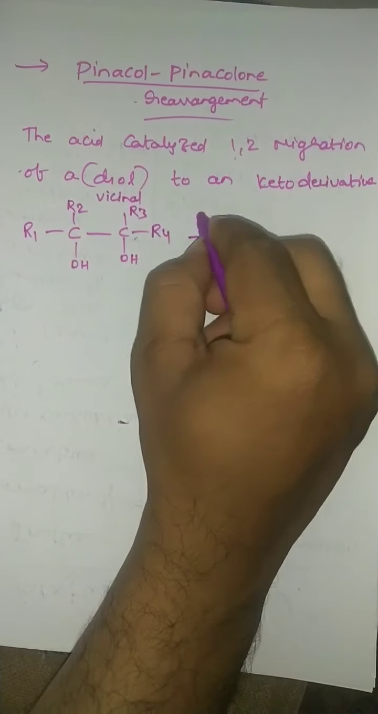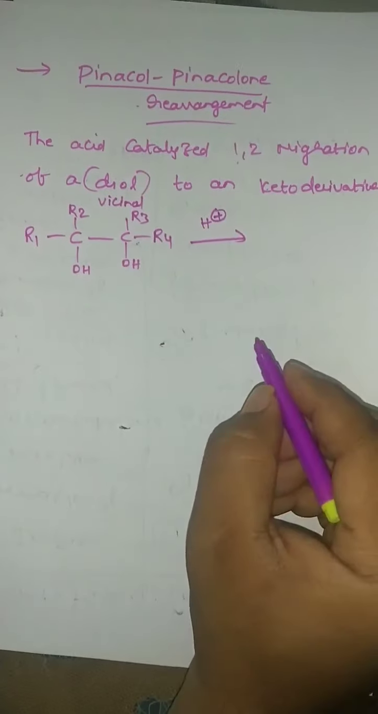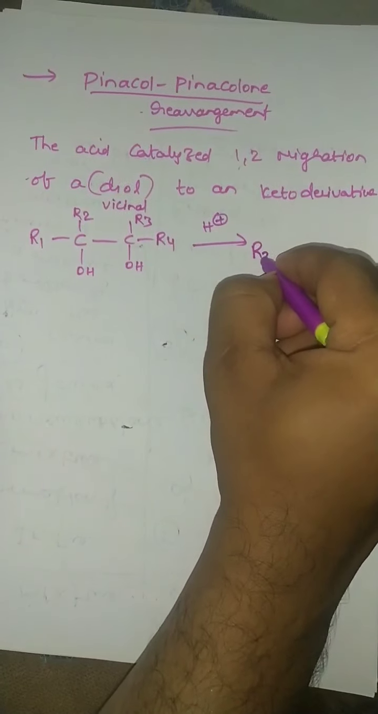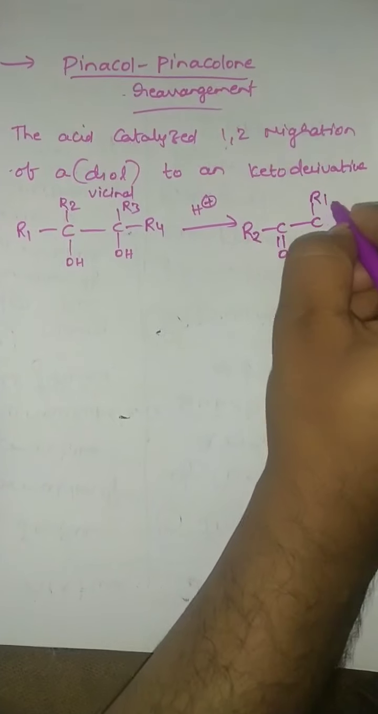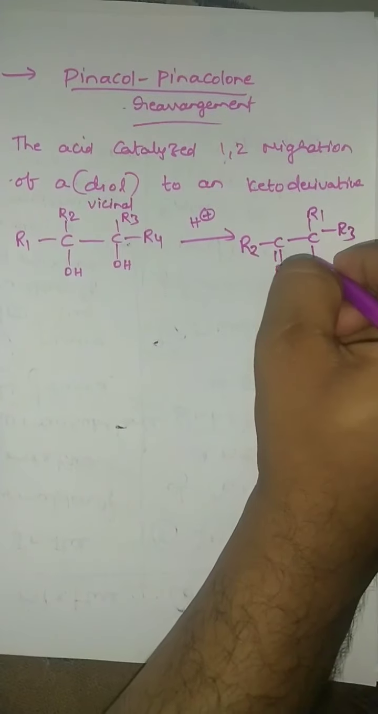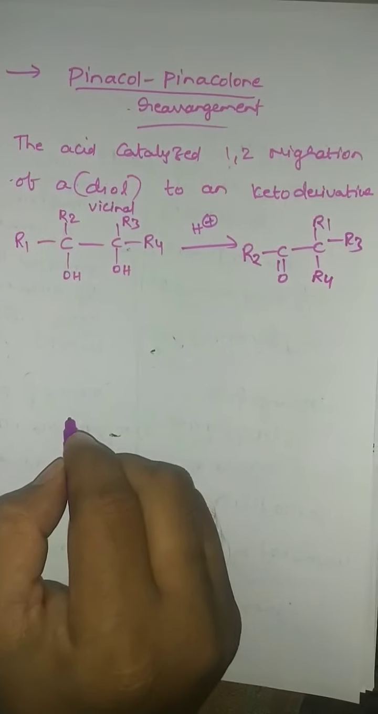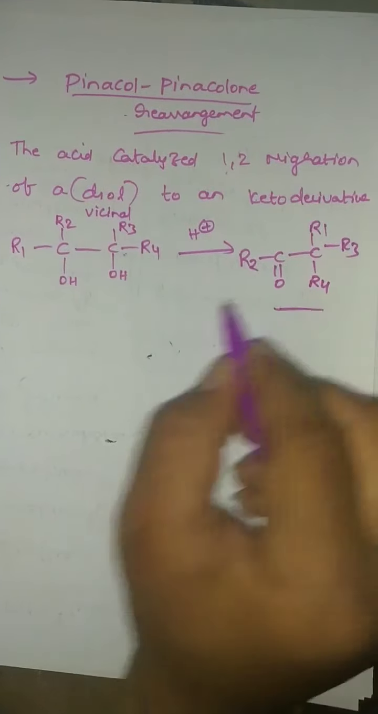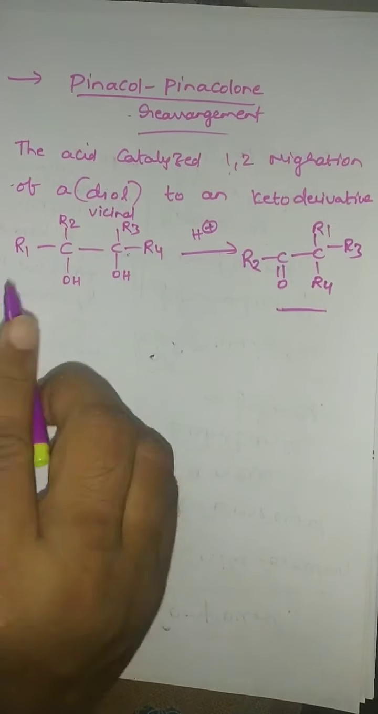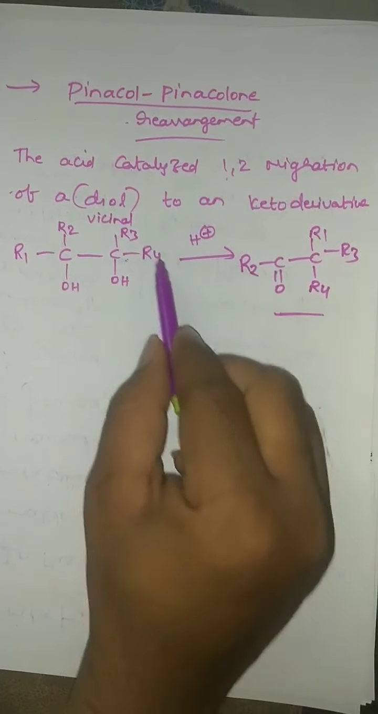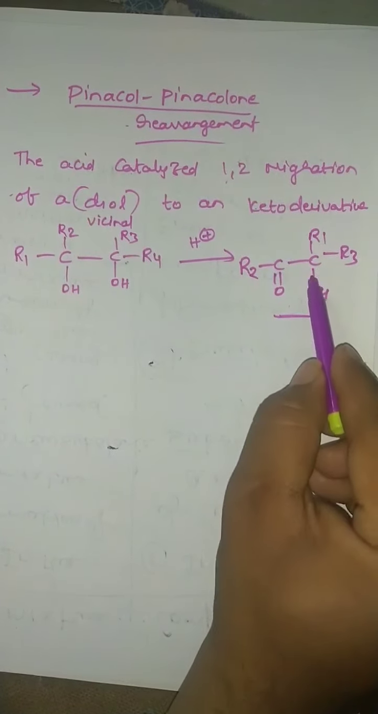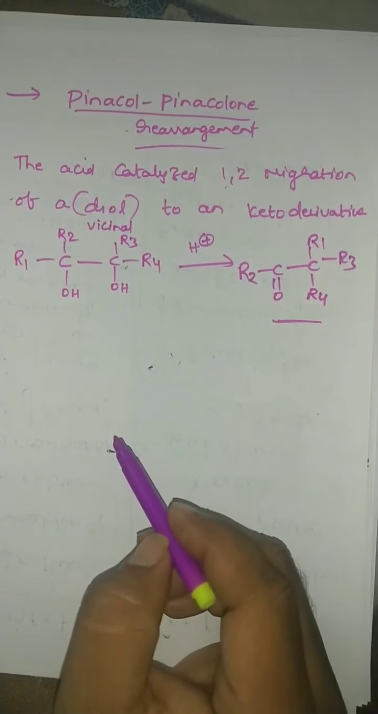Now in the presence of acid H+, rearrangement takes place. What are you going to get after rearrangement? You are going to get this type of product. Observe this product. This is the rearrangement. This is a keto derivative. So observe this R1, R2, R3, R4 vicinal diol in the presence of acidic medium undergoes rearrangement to give R2 C double bond O, R1, R3, R4, this type of structure.